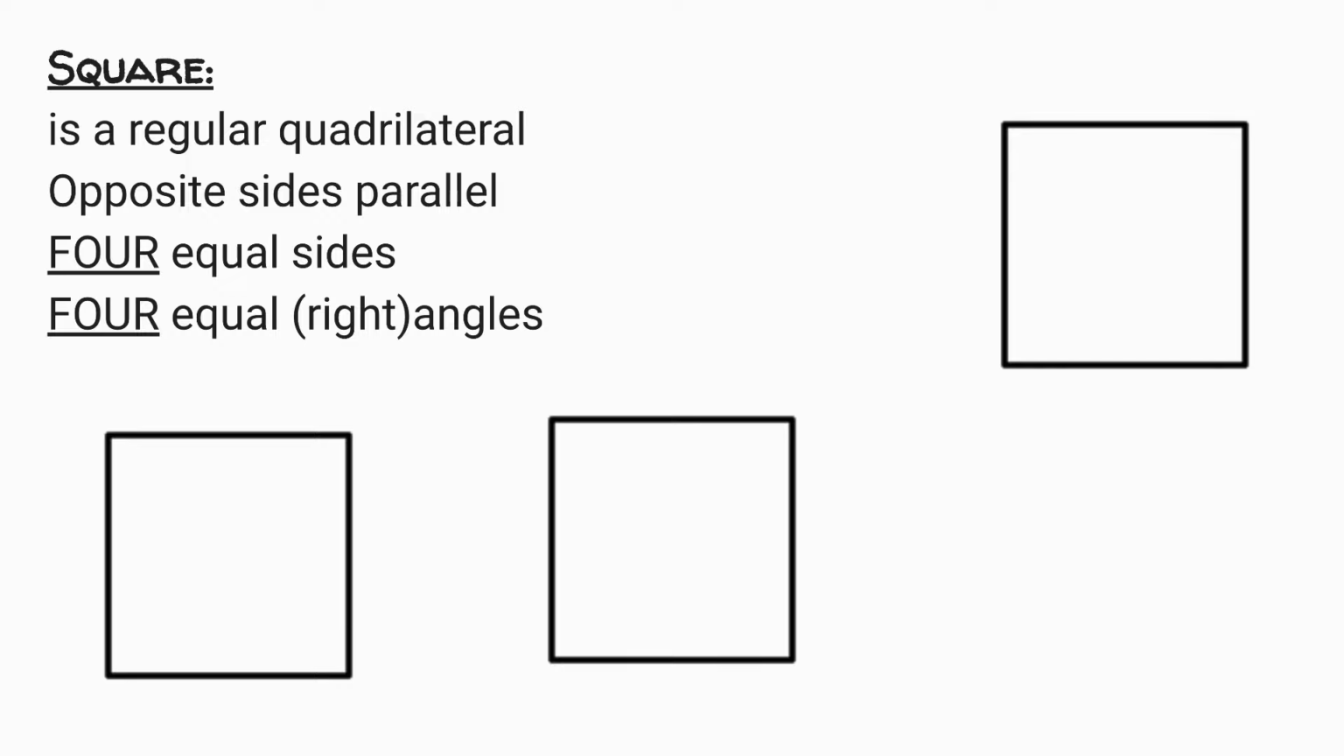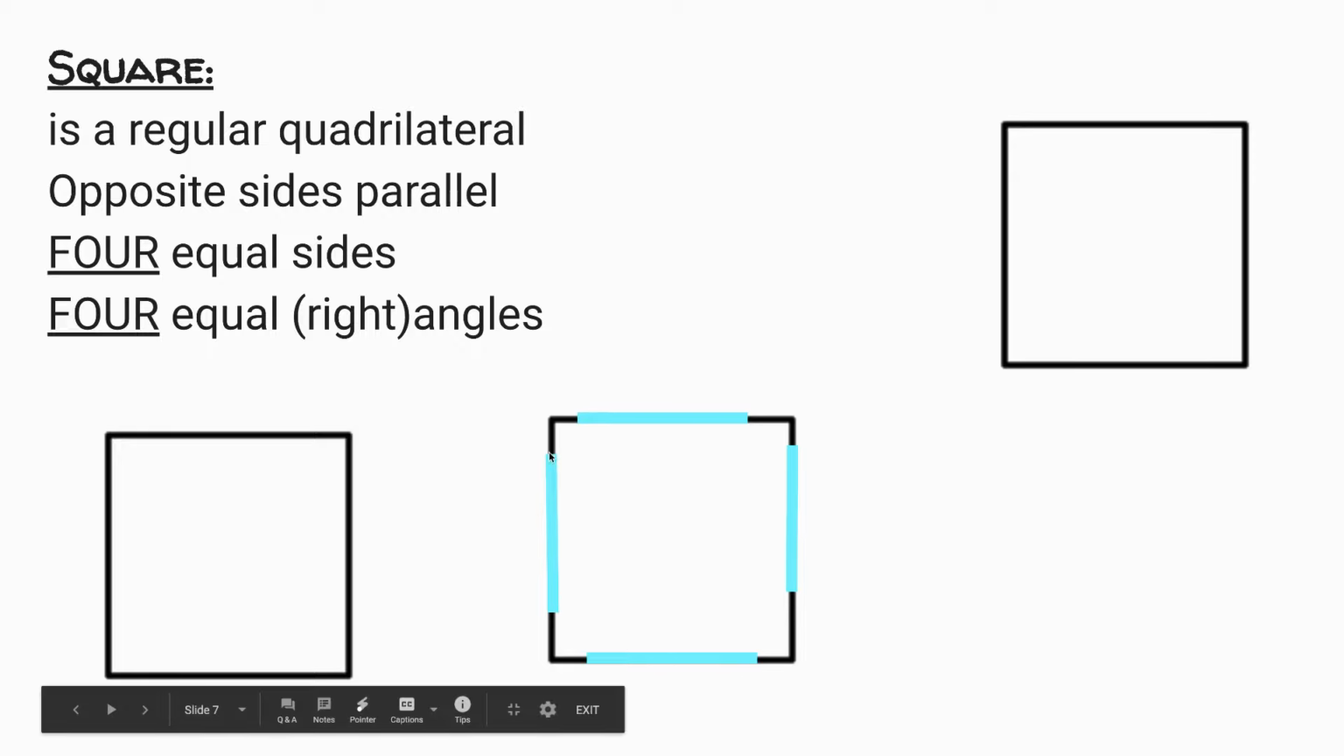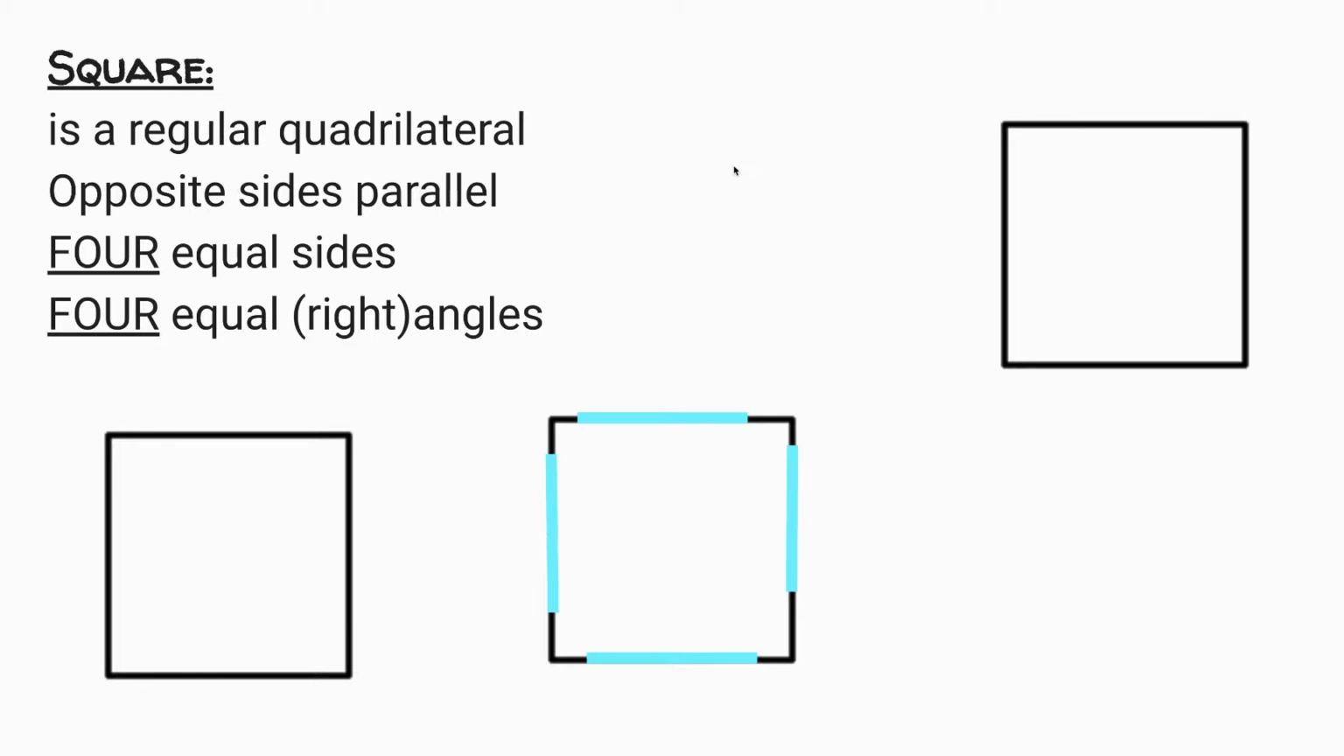So it is a quadrilateral, like a trapezoid, a four-sided figure. The opposite sides are parallel to each other. So you can see here, this blue line is parallel to this one, and this is parallel to that. It has four equal sides.